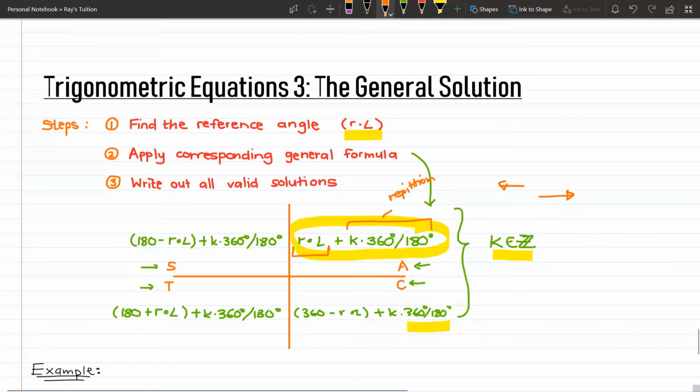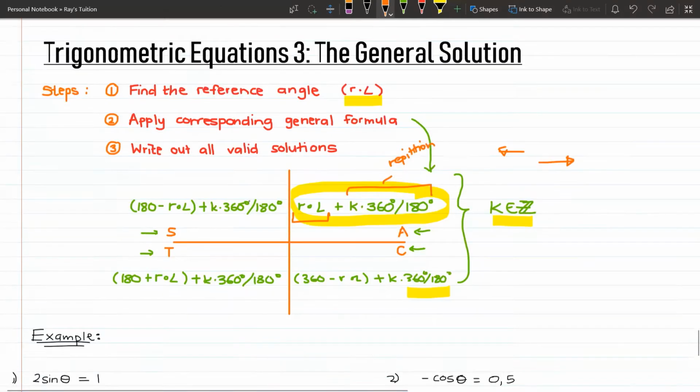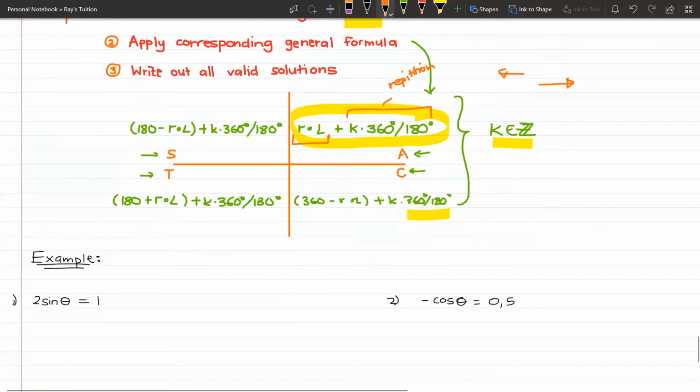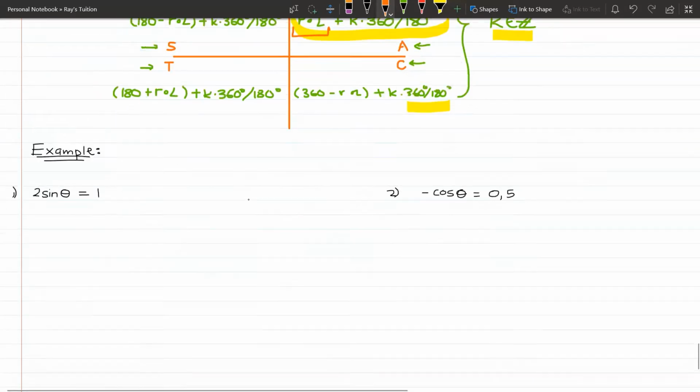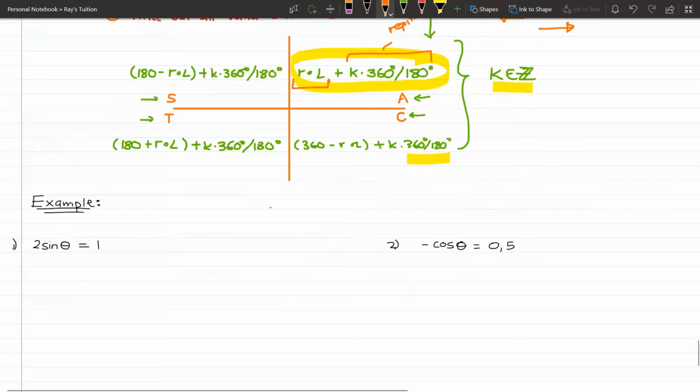If you would like to, you can pause it and try the steps by yourself before going through the solution together. So here we have our first example, which has 2 sine theta is equal to 1. First of all, we're going to get our reference angle, so we're going to solve for theta. We need to get the trig ratio by itself. So we want sine theta by itself, so sine theta is equal to 1 over 2, dividing both sides by 2.